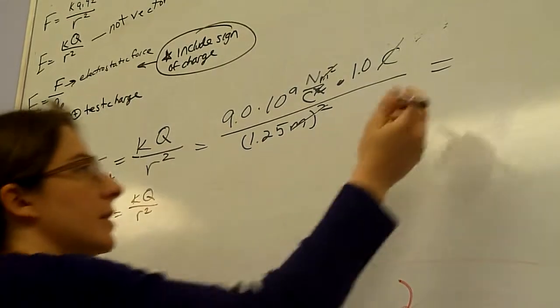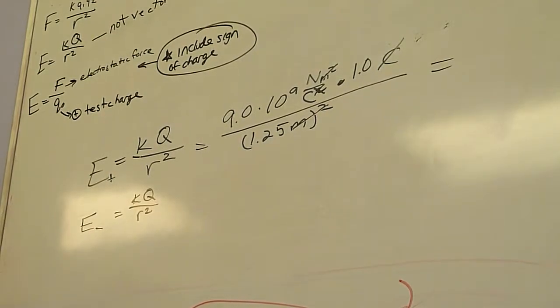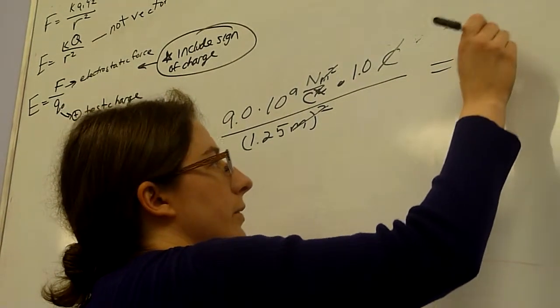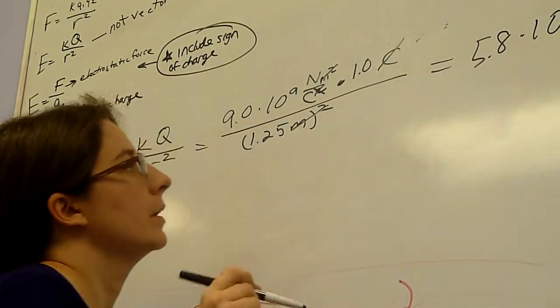So 10 to the 9. 5.8 times 10 to the 9. 5.8, 2 significant figures, times 10 to the 9 Newton per Coulomb.